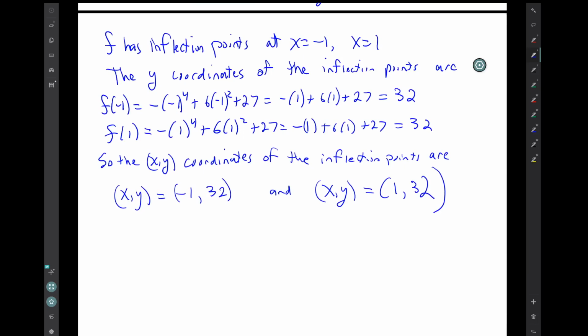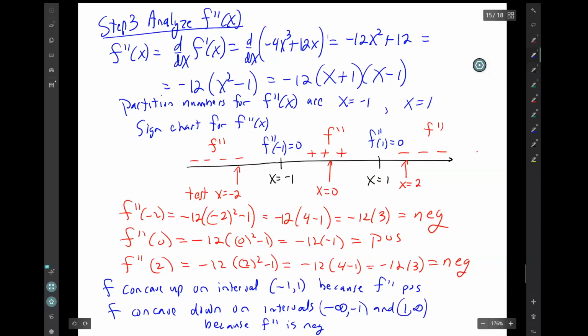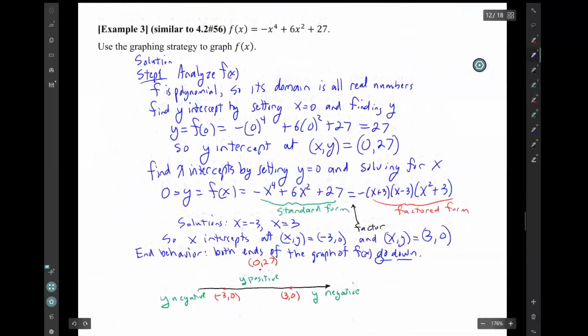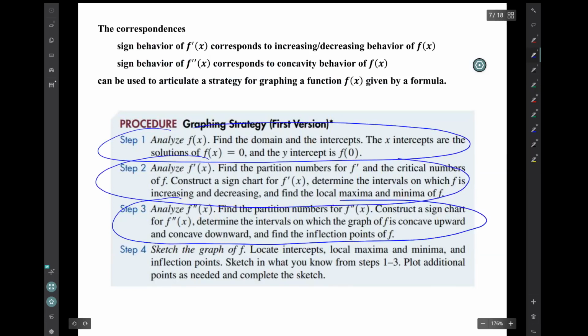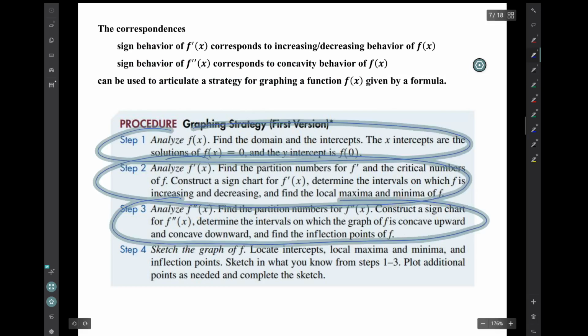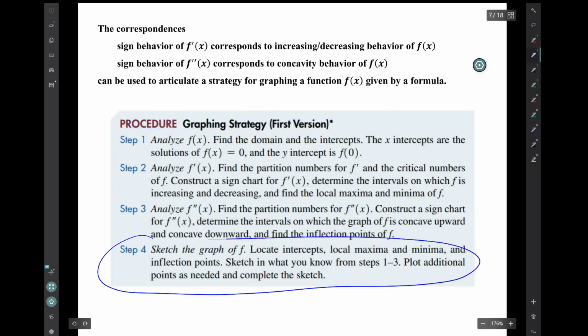Again, remember what we did. We found f double prime. We made a sign chart for f double prime, and we used the sign information about f double prime to get information about f. So we've done step 1, analyzing f. We've done step 2, analyzing f prime, and step 3, analyzing f double prime. Step 4, we take all that information that we got in those previous 3 steps, we put all that information together on axes and use that information to sketch a graph.